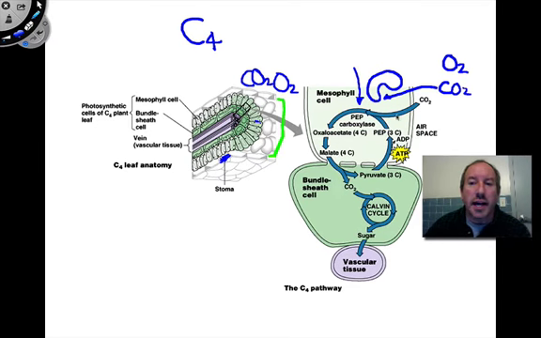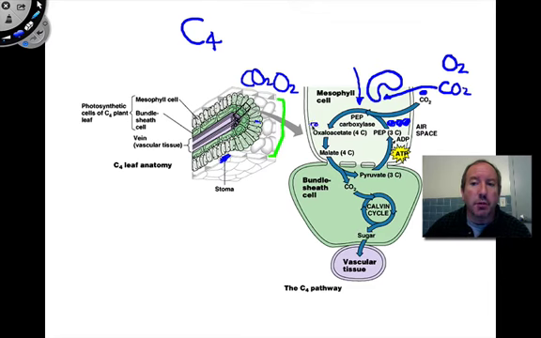PEP is a 3-carbon molecule. When it attaches the carbon dioxide, it produces a 4-carbon molecule called OAA. You may recall it from the Krebs cycle. It's the original substrate in the Krebs cycle. So a carbon is attached to 3 carbons, 1, 2, 3, and it produces a 4-carbon molecule called OAA, 1, 2, 3, 4. And this occurs in the mesophyll cell.